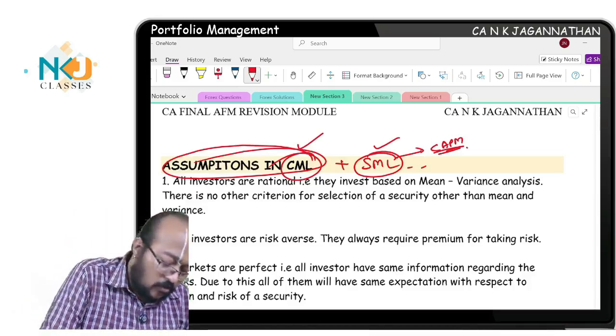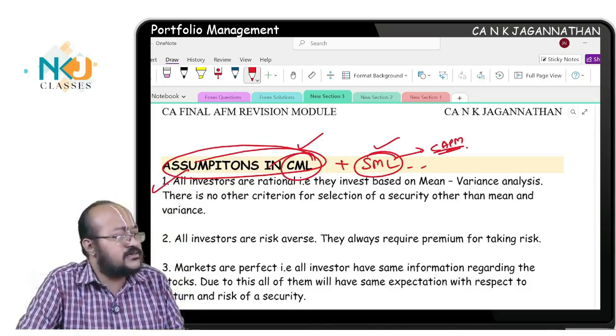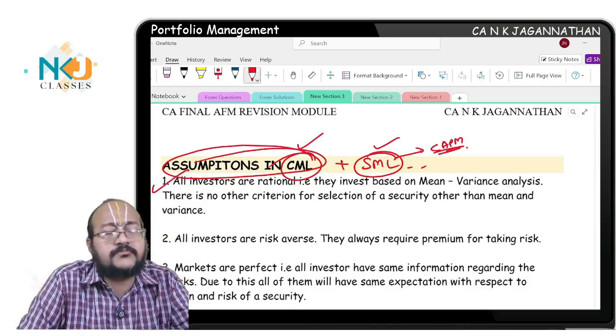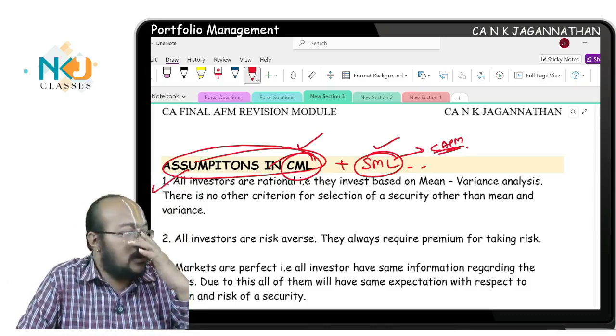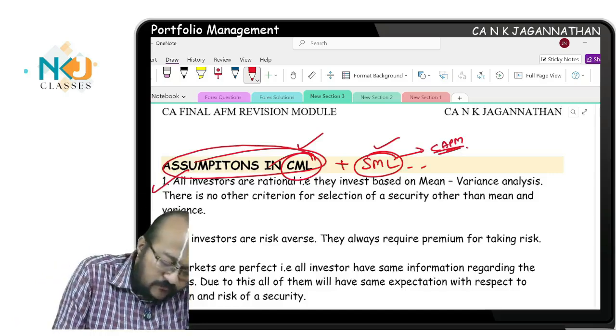Now, what are the assumptions? Basic thing, quickly I will discuss, then I will discuss how an index is formed based on market capitalization. Then we will move on to the capital asset pricing model. Shall I? See, all the investors are rational.